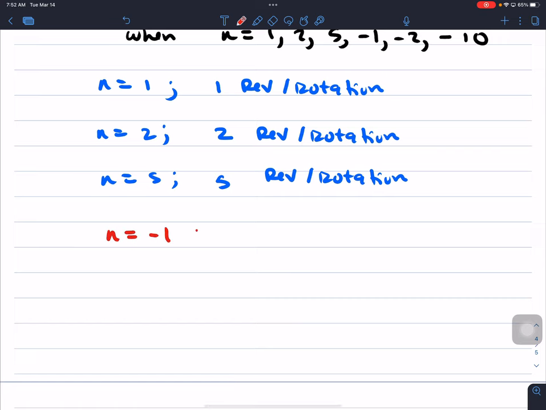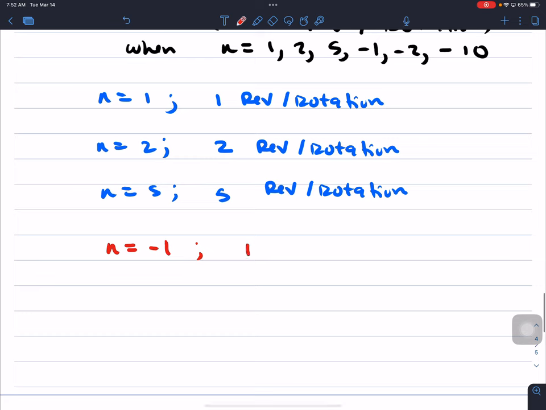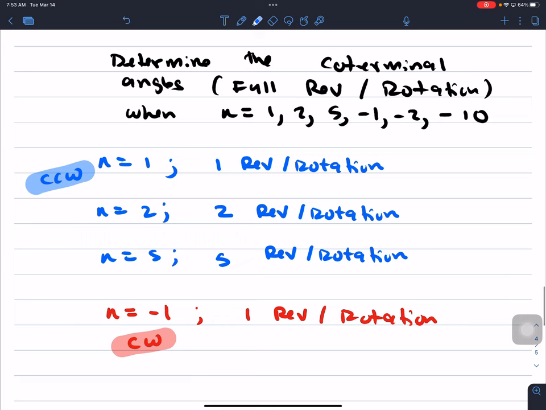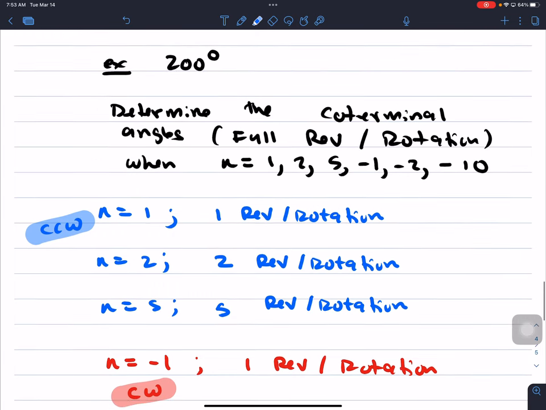N is negative 1. What does that mean? 1 what? Revolution or rotation, but in what direction? Well, clockwise when it's negative. Yes. When it's positive, it's what? Counterclockwise. Okay? You guys get my point? This is a big, important detail. So I want you guys to find coterminal angles to 200 degrees. I'll give you guys a few minutes to do that. Let's see what you get with these. You're really just using your what? Formula, that relationship.